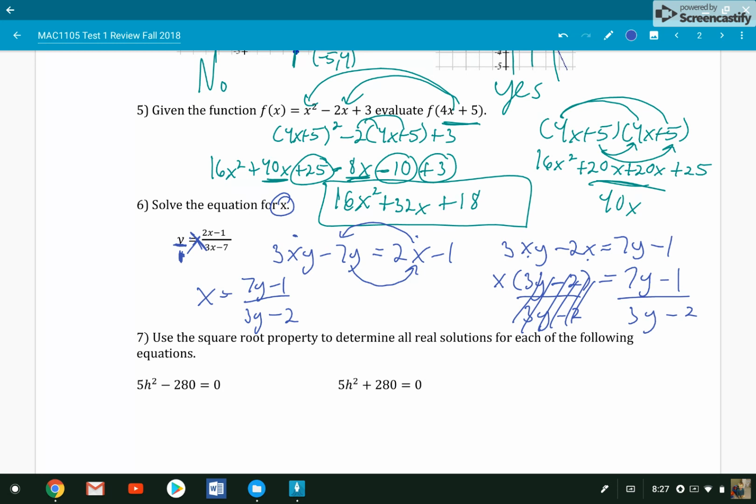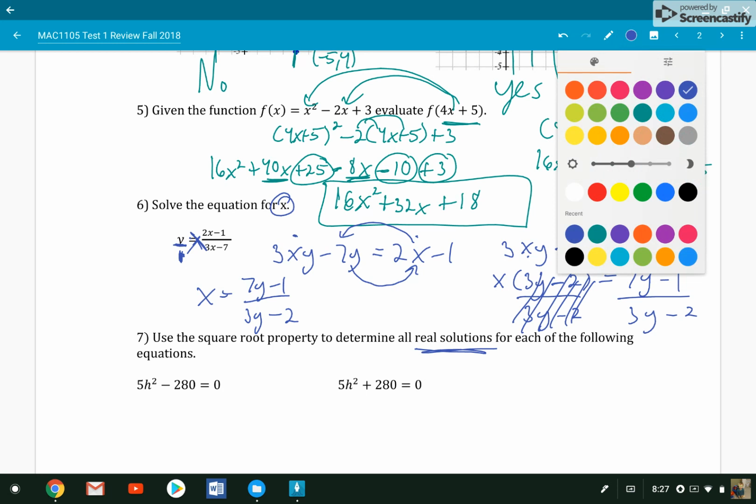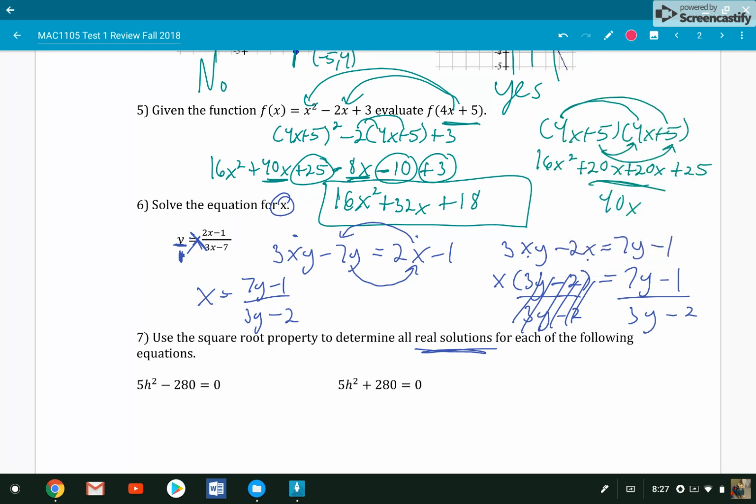Last two on the page here. Use the square root property to determine all real solutions for each of the following. Keyword being real here. So to solve 5h squared minus 280 equals 0 using the square root property, just sort of like a linear function, I'll add 280 to both sides. So I get 5h squared is equal to 280. I'll divide both sides by 5. So h squared is equal to that 280 divided by 5. This is a good place to use your calculator. If you say 280 divided by 5, it's going to give you 56.